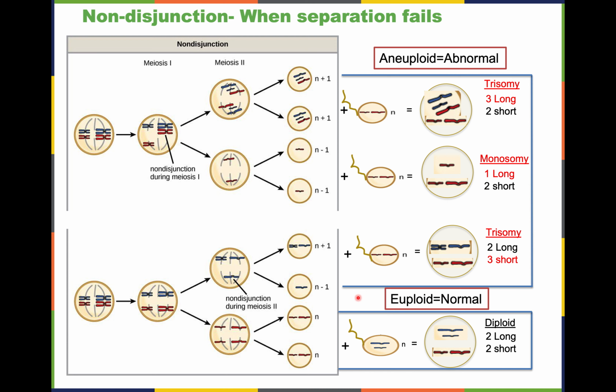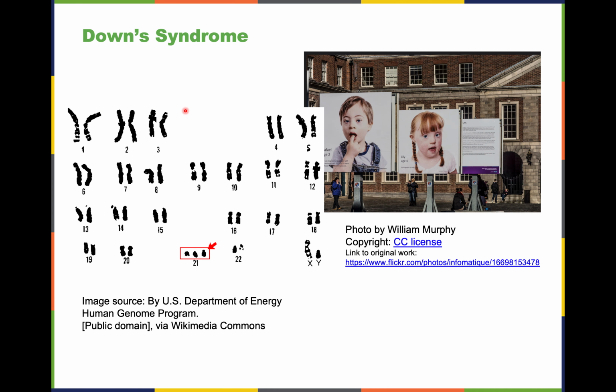Now you may say, well, these are just exercises on paper, but actually things like this happen. We're going to see a human example of it, but non-disjunction actually happens quite a lot in plants, and that's one of the ways that plants evolve. One example of a human condition that is a result of non-disjunction is Down syndrome.